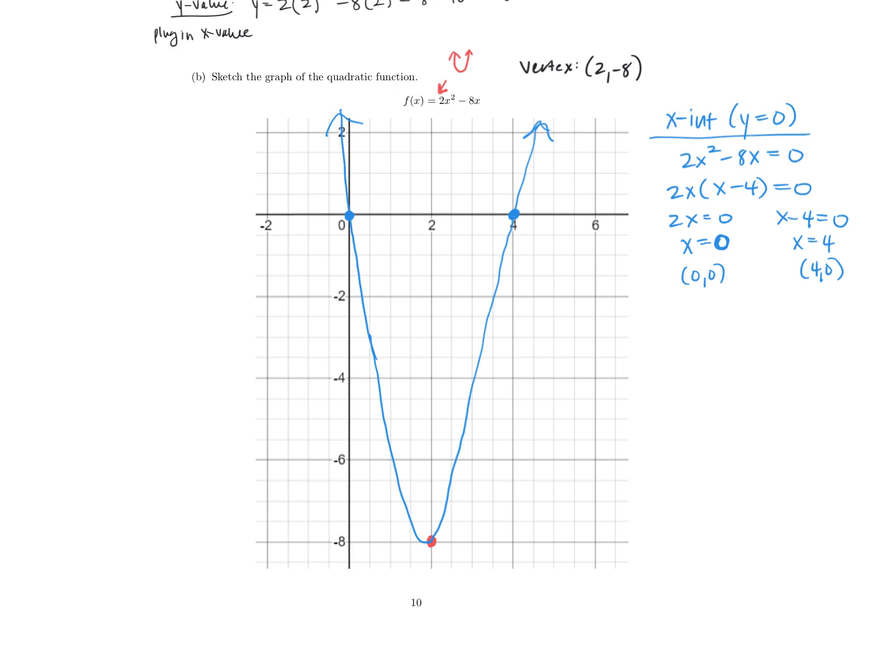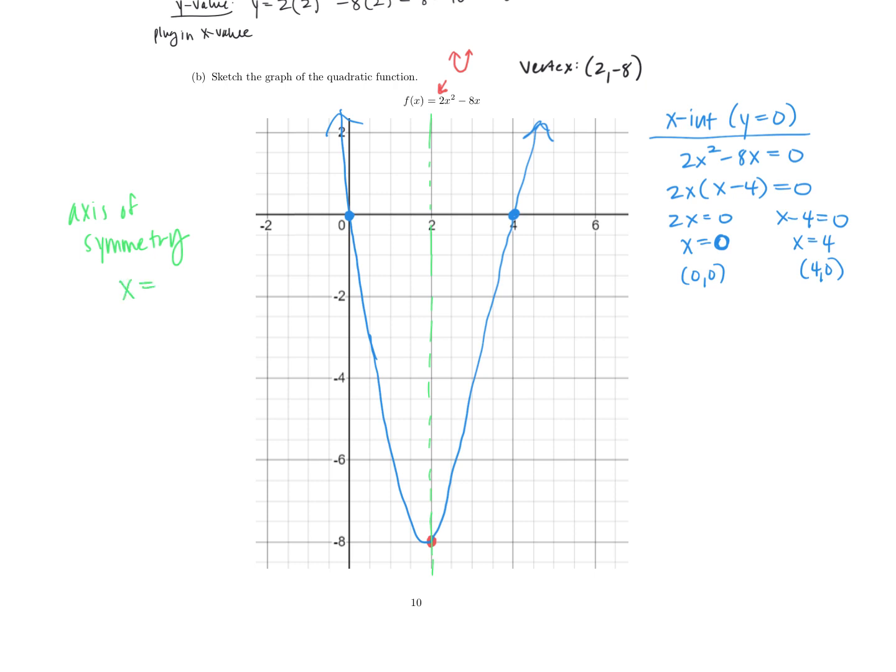One other thing I want to mention here is that even though it doesn't ask us to find this, it could ask on the final about the axis of symmetry. So don't forget about the axis of symmetry. The axis of symmetry is the vertical line that splits the graph in half. It goes through the vertex. So here, the vertex is at 2, -8. So the axis of symmetry, if they ask you to include it on the graph, is that vertical line.